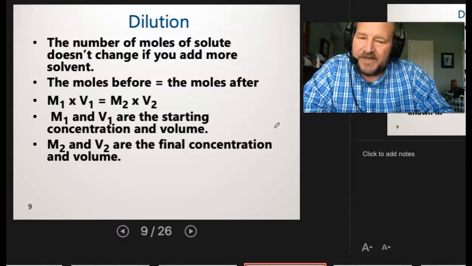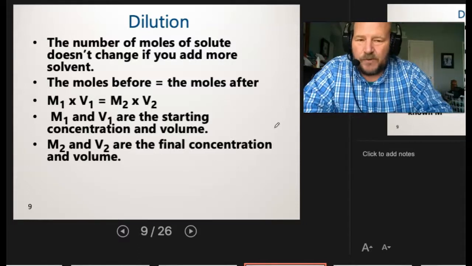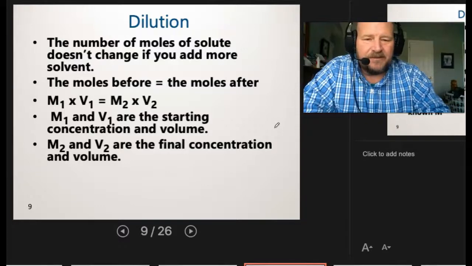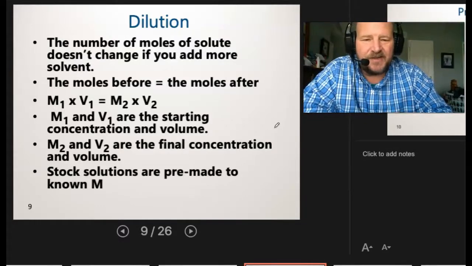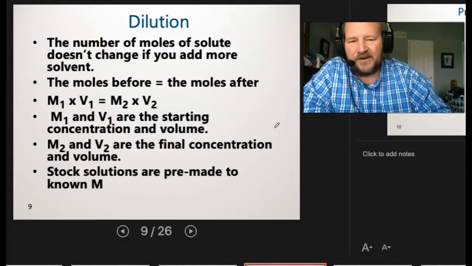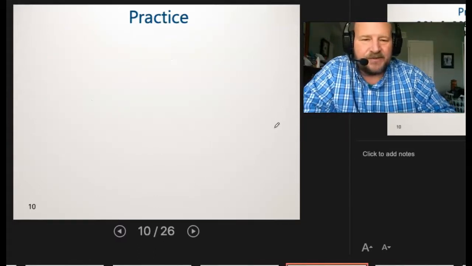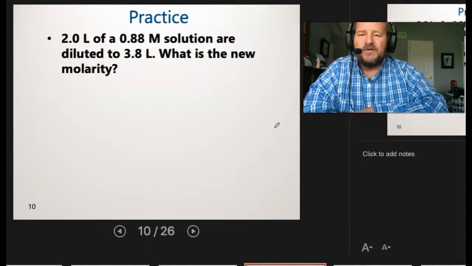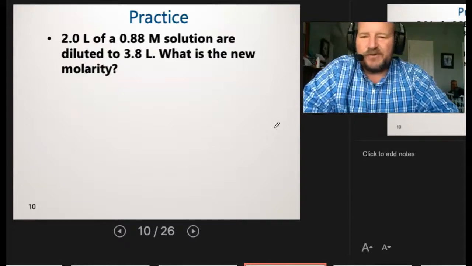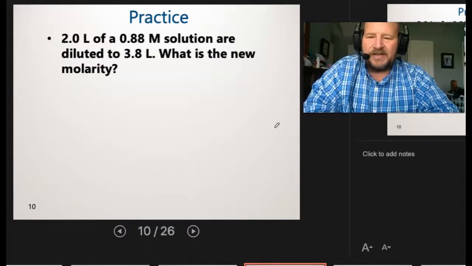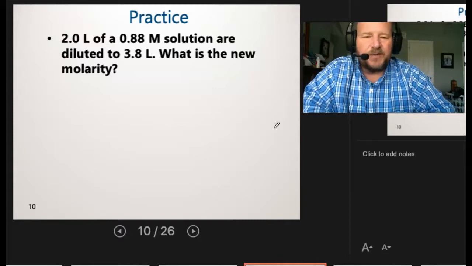But it doesn't have to be molarity, it's any concentration, even though we're using the symbol for molarity there. Your stock solutions are typically going to be made to a pre-made known molarity, and we would just figure out how much we want to add to dilute it down. So 2 liters of a 0.88 molar solution are diluted to 3.8 liters. What is the new molarity?